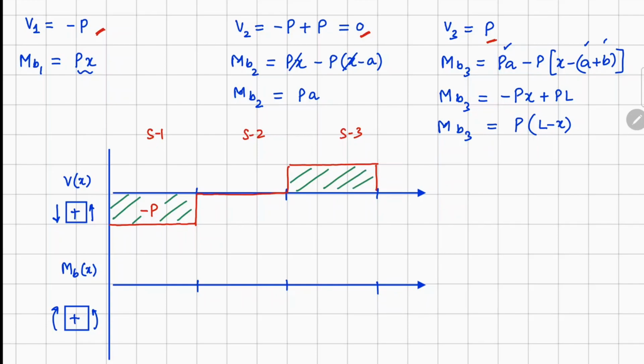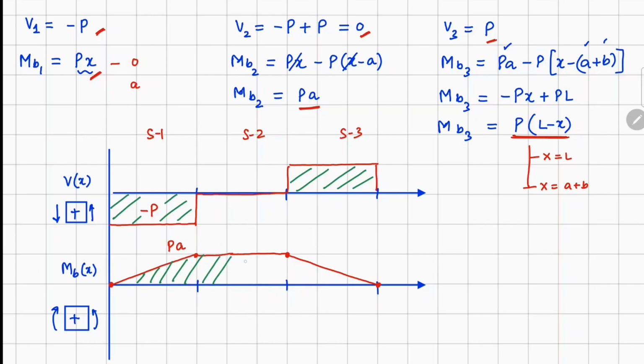Now for the bending moment, we can start from this equation. We can evaluate this at 2 points, x equals 0 and x equals a. At x equals 0, you get a value of 0. At a, you get a value of P times a. In the second segment, we are maintaining a value of Pa, so we can extend this line so that it maintains a constant value. In the last segment, we have P times (L minus x). We can evaluate this at x equals L and x equals a plus b. At x equals a plus b, we get the same value, which is Pa. At x equals L, we get 0. So now I can combine these 2 points by a straight line. This is how your bending moment diagram looks for this beam.